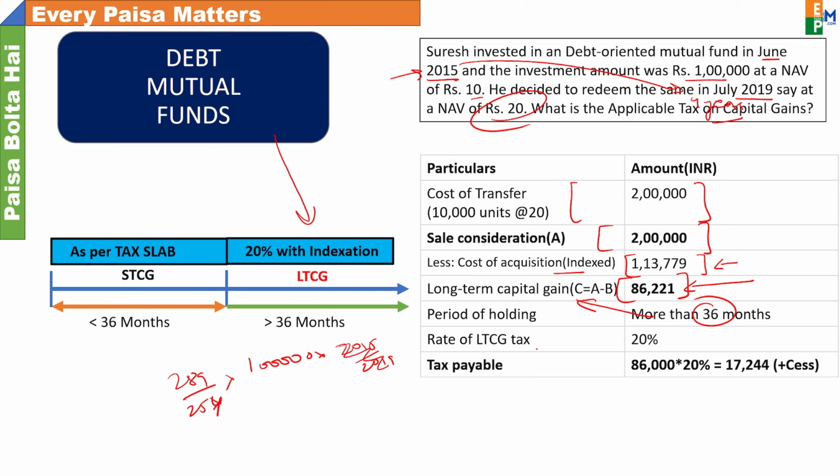Now taxation for long-term capital gain in debt mutual funds is 20%, and hence the total tax that he needs to pay on the overall gain is 17,244 plus the applicable cess. So this is how, by investing in debt-related mutual funds, you can earn more money, because it also gives you the benefit of indexation.